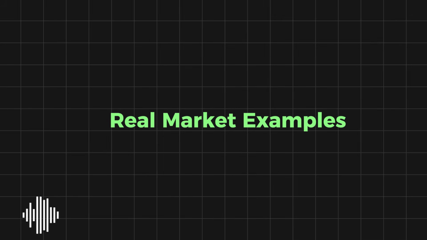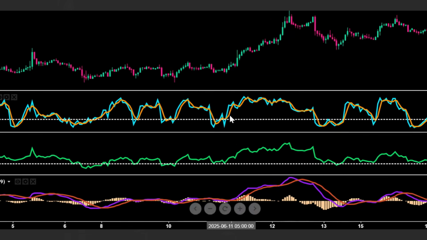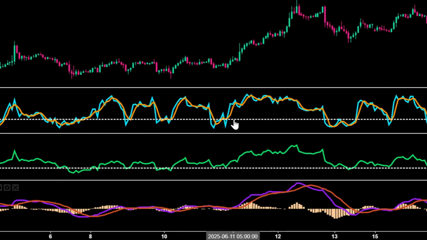Real market examples. Alright traders, let's look at a real buy setup. First, check the stochastic. Both K and D lines are in the oversold zone below 20. That tells us the market is ready for a potential upward move. Now look at RSI. It's above 50, so the trend is up.